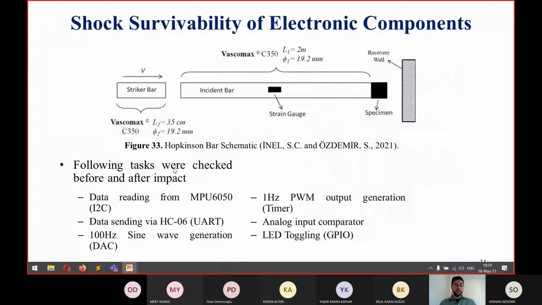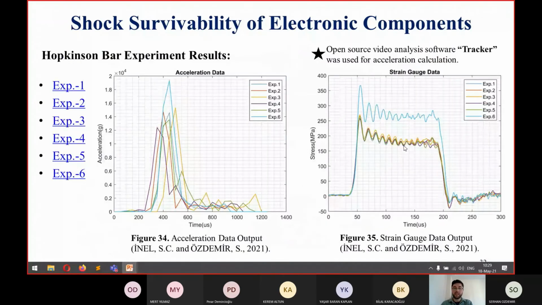And the following tests are checked before and after the impact. I did not power the specimen during the impact. I check these tests before and after the impact. As you see, I tried to check almost every peripheral, every feature of the microcontroller and components before and after the impact. And I use a video analysis software, Tracker, for acceleration calculation.